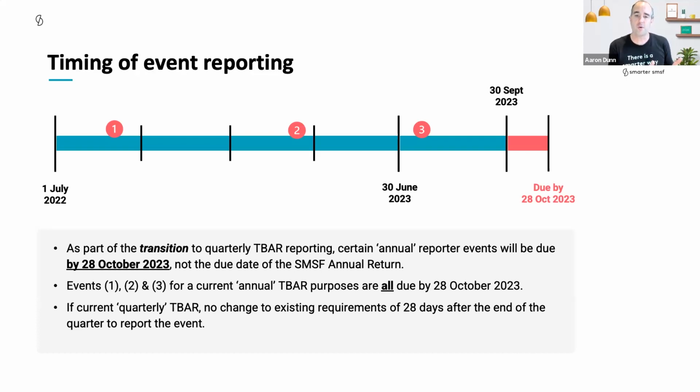Both of those events ordinarily would have been due by no later than the due date of that SMSF annual return. However, those events must now be reported by no later than the 28th of October. And therefore, any events that we might have, say we started a pension on the 1st of July, that event also needs to be reported 28 days after the end of the quarter.